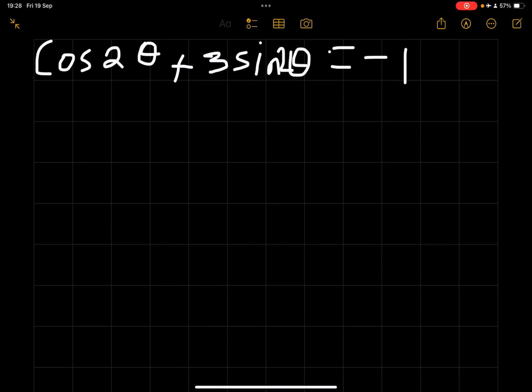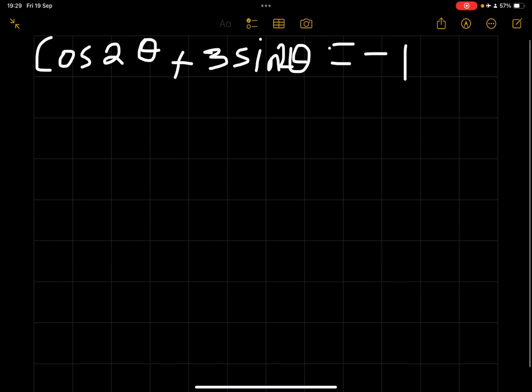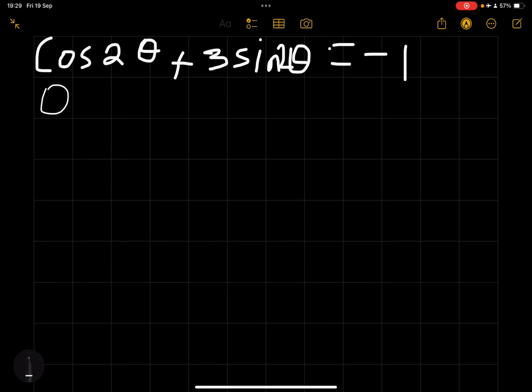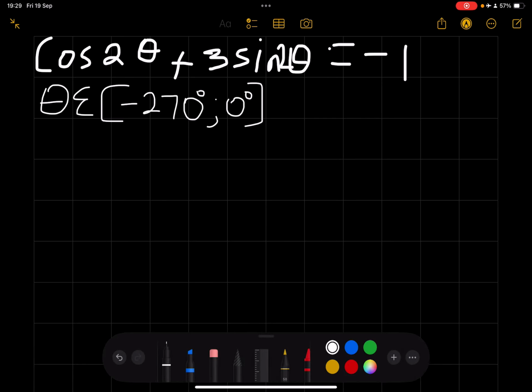Here we are asked to solve for the general solution of this equation for theta elements from negative 270 to 0 degrees. All right, let's look at this equation. We have cos 2 theta plus 3 sin 2 theta equals to minus 1. So the first thing that I'm going to do here is to move the minus 1 to the left.